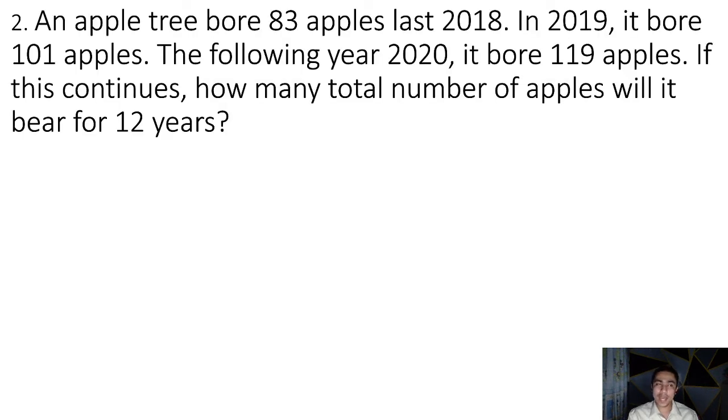Okay? Next example. Ganun pa rin. An apple tree bore 83 apples in 2018. In 2019, it bore 101 apples. The following year, 2020, it bore 119 apples. If this continues, how many total number of apples will it bear for 12 years? So, ang tanong naman dito, ilan ng apple ang kabuuan? Kasi may nakalagay ng total number. Ilan na yung apple ang nabunga niya simula nung 2018 hanggang umabot ng 12 years.